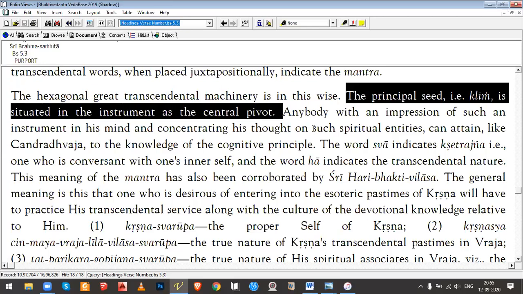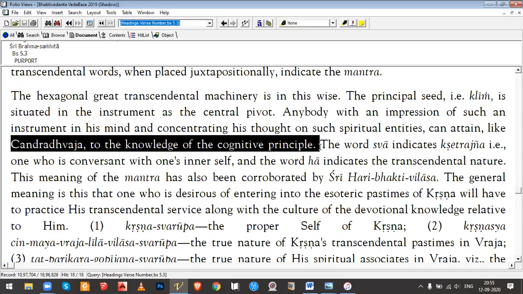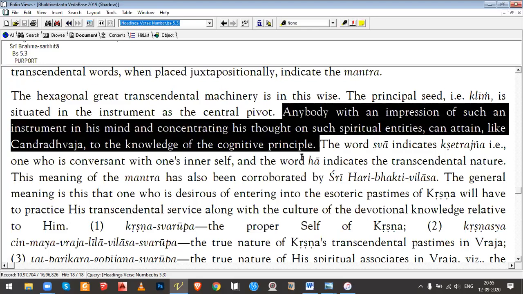Now we will see the purport. Anybody with an impression of such an instrument in his mind and concentrating his thoughts on such spiritual activities can attain, like Chandradvaja, the knowledge of the cognitive principles. So by meditating with this mantra, the example is given here, Chandradvaja. Some commentators say it is an example of a king who meditated on this mantra, realized the soul, and the Lord revealed himself. But most commentators say Chandradvaja is Lord Shiva. Shiva wears the moon in his matted hair, so Chandradvaja is Shiva's name. Lord Shiva could have a darshan of Lord Krishna; Krishna revealed himself by this mantra, by meditating.